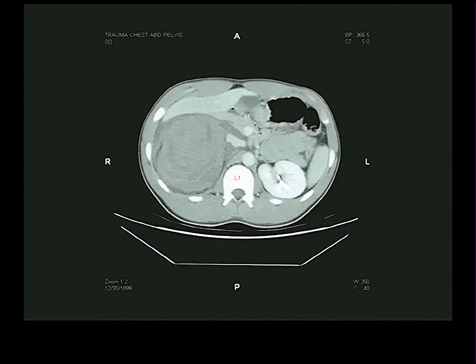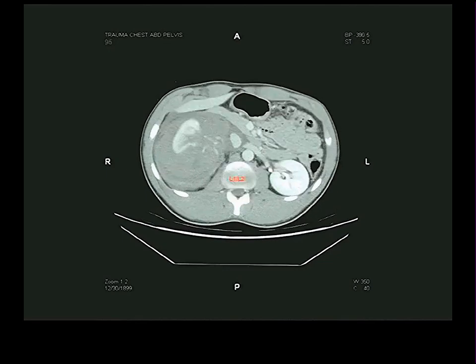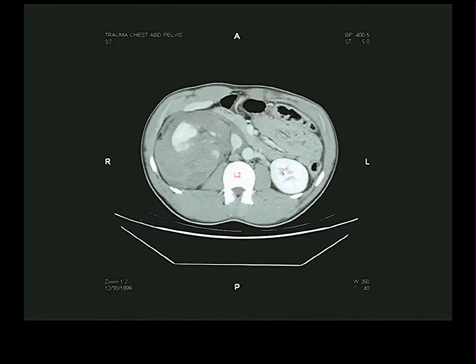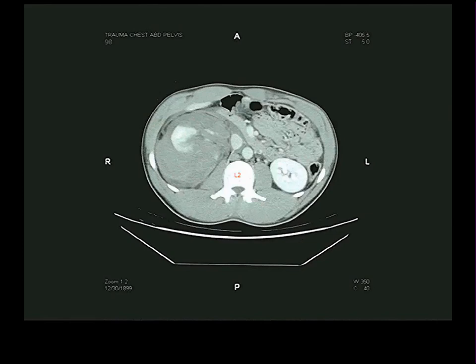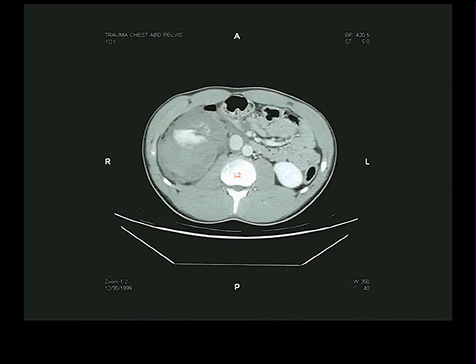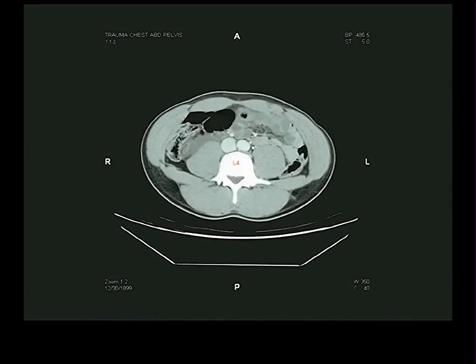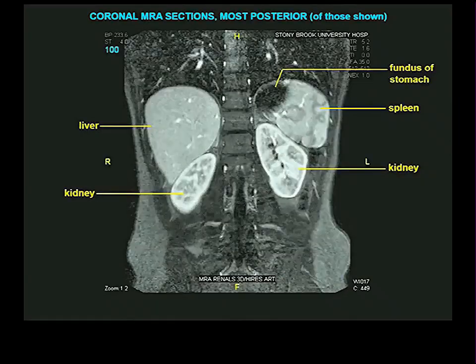You can only tell what the right kidney is because you have to wait till you see contrast in it. That's where the actual kidney tissue is with the contrast in it. It's been torn apart. It's bled tremendously into the space around it and caused a massive hematoma.